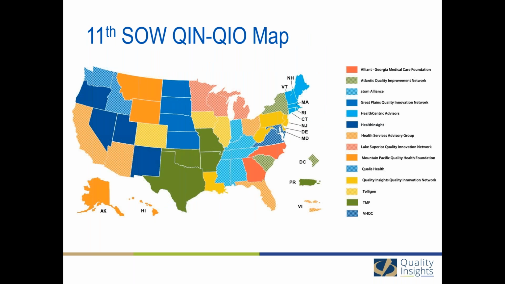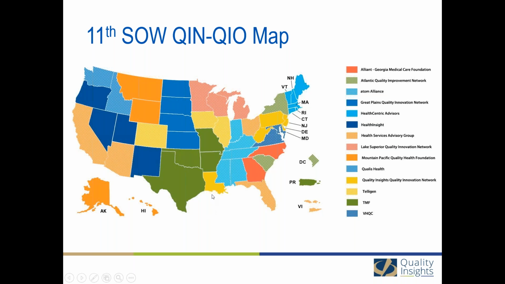Here's a map of the QIOs. If you look at the mustard-colored yellow, you'll see there's Pennsylvania and New Jersey and Delaware and West Virginia. So as I said earlier, we had Delaware, Pennsylvania, and West Virginia in our previous contract. And New Jersey was an individual state who came to us, and we are working with them as a contractor.